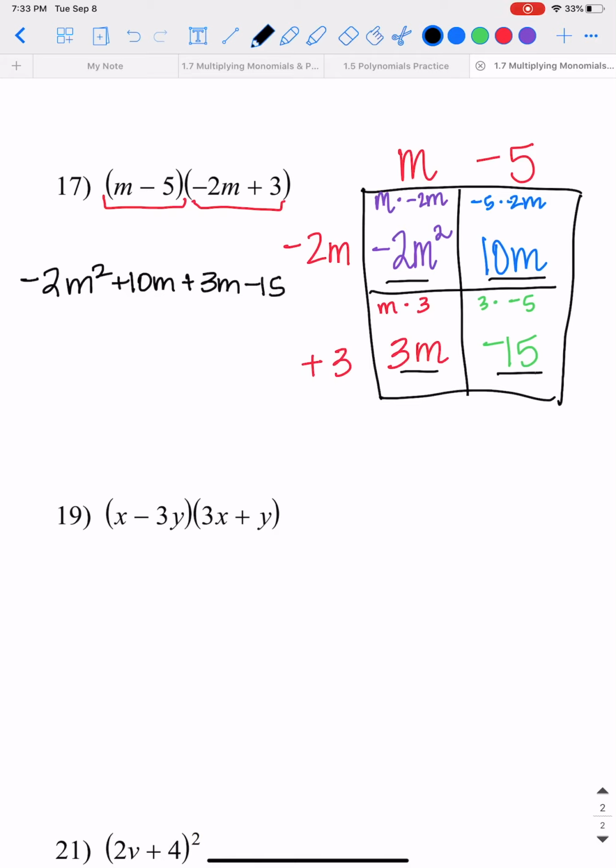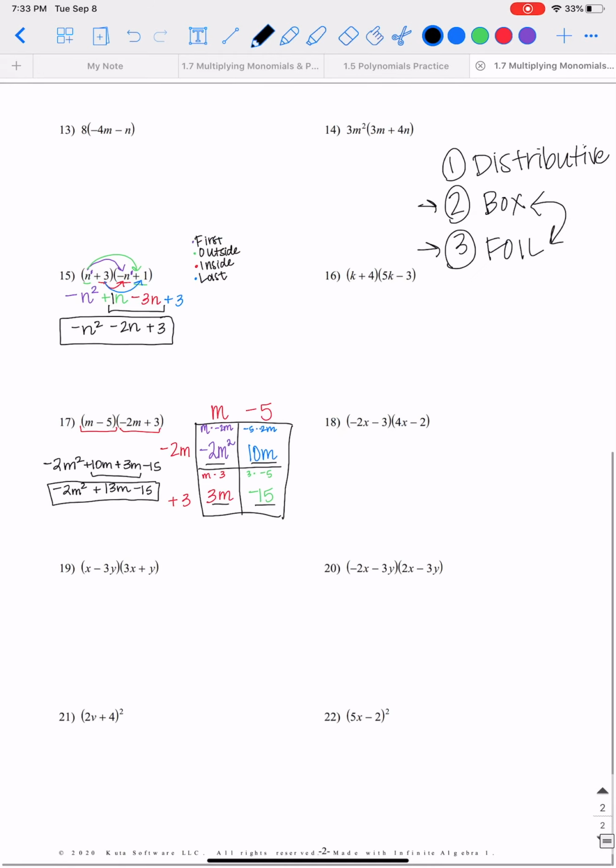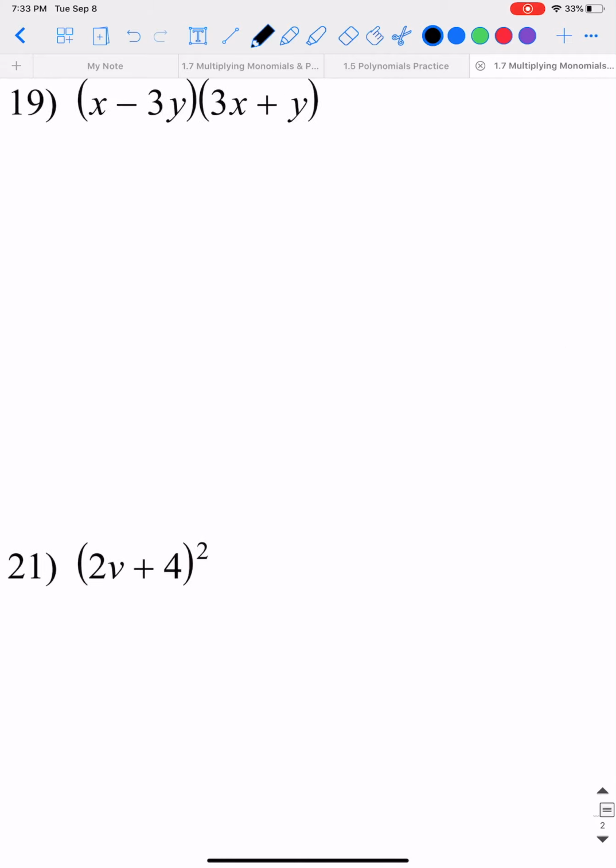So I have negative 2m squared plus 10m plus 3m minus 15. And my last step is to combine like terms. So I have 10m plus 3m, which would leave me with 13m. So my final answer is negative 2m squared plus 13m minus 15. And if you did the FOIL method or the distributive method on this problem, you should get the exact same thing.